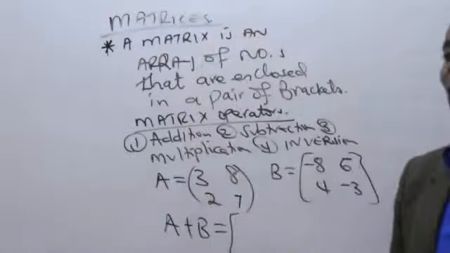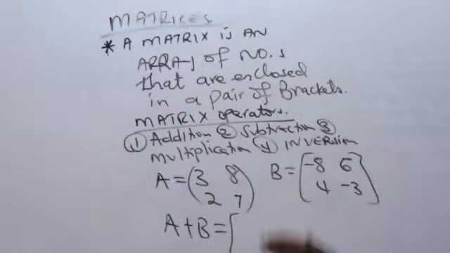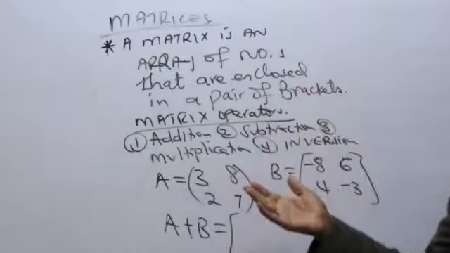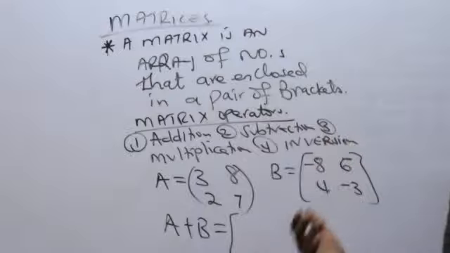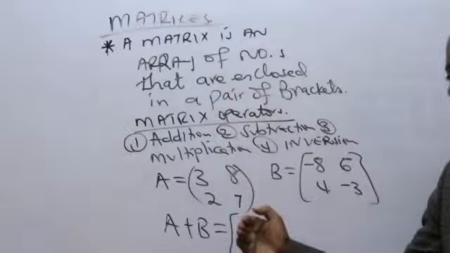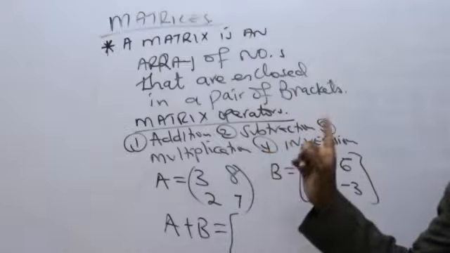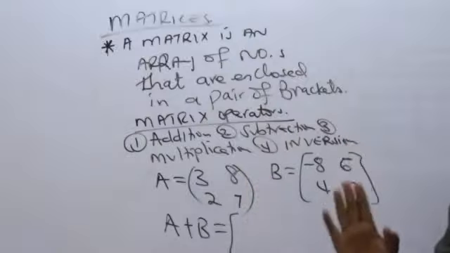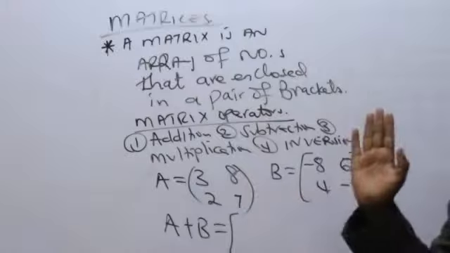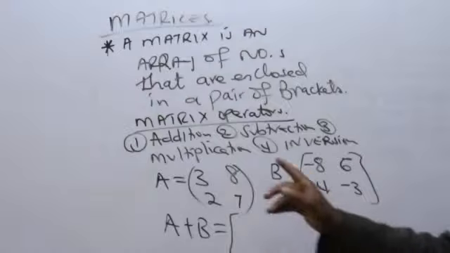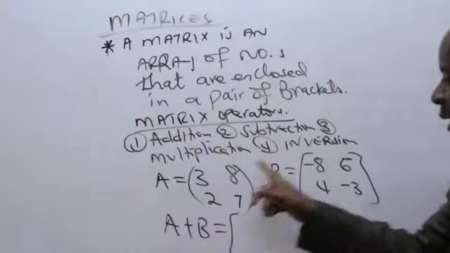How do we get to add the two matrices? Remember what we have said here is that a matrix is an array of numbers that are enclosed in a pair of what here? Brackets. Under matrices here, we must be good at these matrix operators. Matrix operators are four. We have addition, subtraction, multiplication, and then number four, we have inversion. So ladies and gentlemen, I would want us to do these just by using this small example.